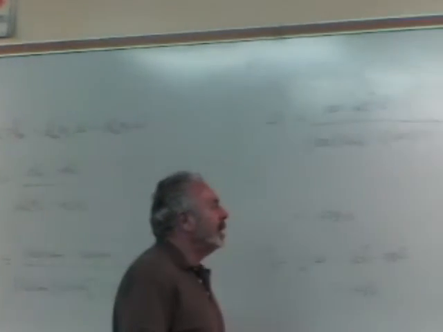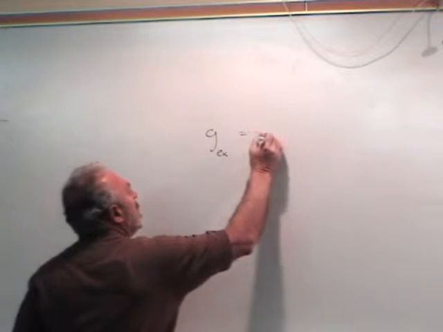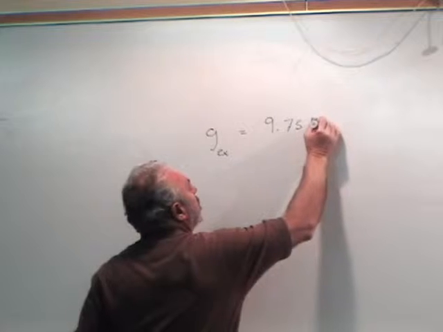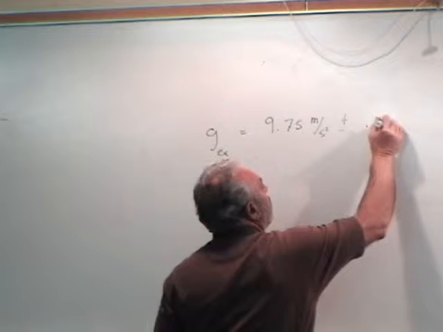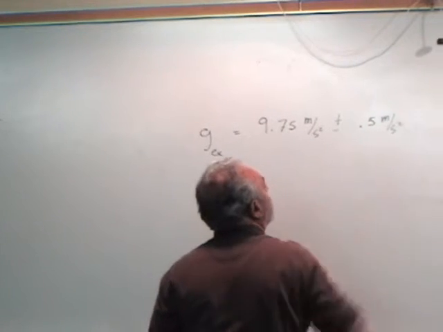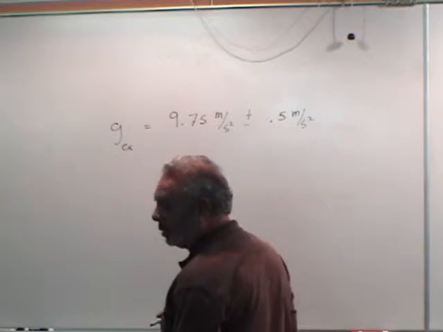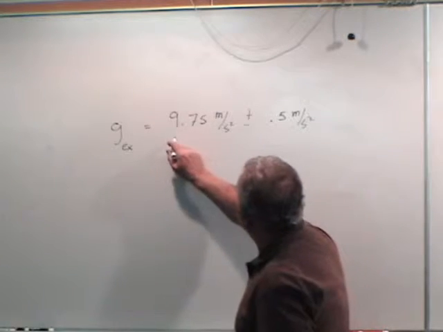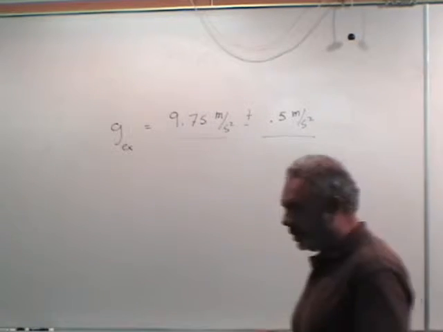And here's another thing that I get pretty excited about. I measured the acceleration of gravity, g experimental, to be 9.75 meters per second squared, plus or minus 0.5 meters per second squared. An experimental number always has a tolerance. When you're quoting a number in summary, you quote the number that you measured, and you quote the tolerance. Always, always, always.